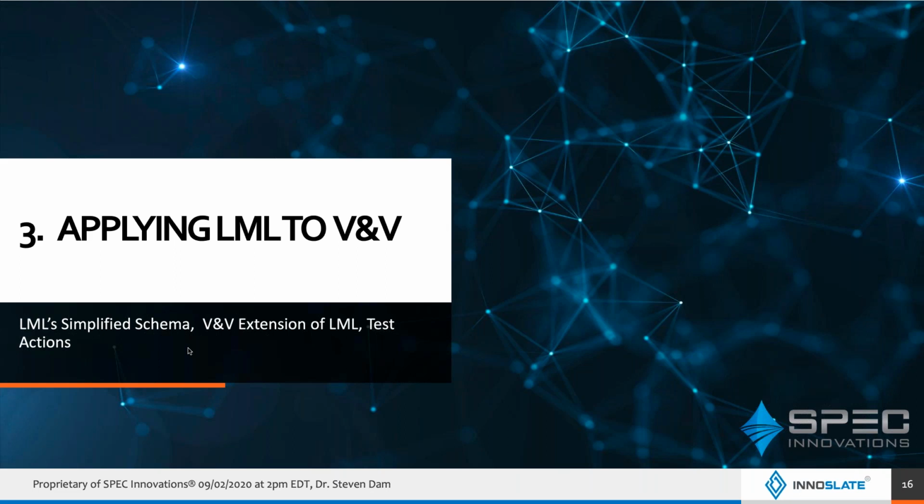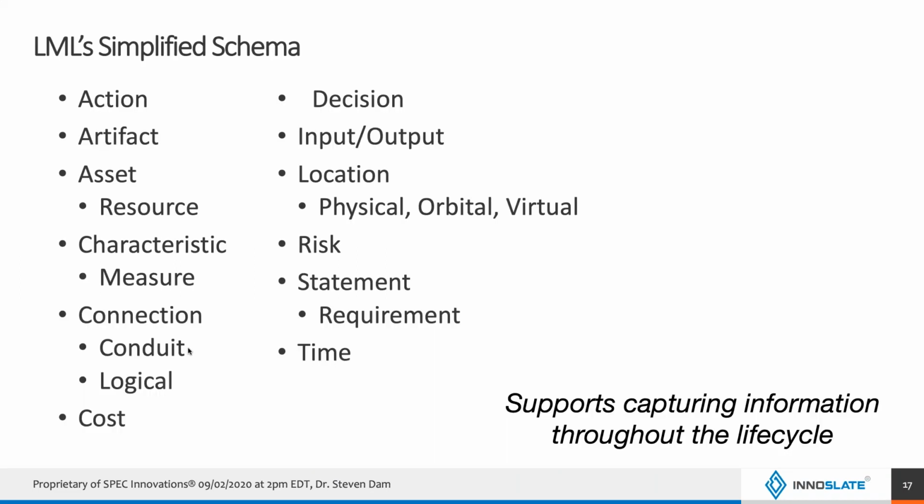Okay, so let's get into LML and how it can help us. LML is the Lifecycle Modeling Language. It developed a simplified schema, and these are the elements of the schema. Actions are the functional element. Artifacts are documentation kinds of products. Assets are physical. Characteristics are attributes of anything. Measures are the specific subclass that gives you your metrics and location. We have a couple of connection types. One is a conduit, which is a physical pipe of some kind.